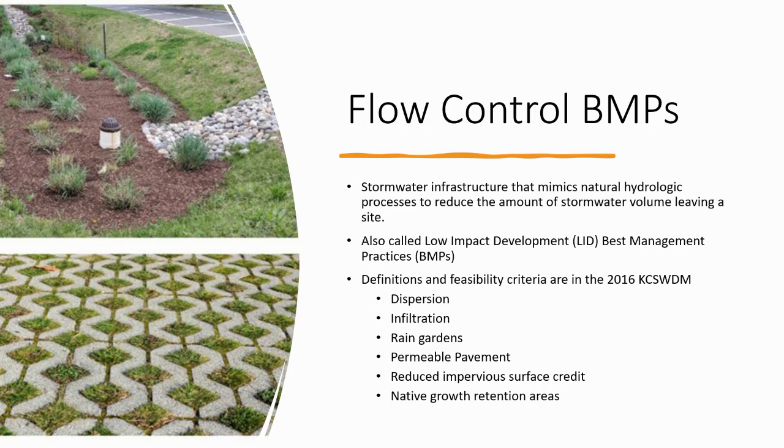Flow control BMPs reduce runoff volumes by reducing impervious surfaces and maximizing infiltration and use of stormwater on site. Some examples of flow control BMPs are listed here on the slide. Flow control BMPs are a new requirement to the 2016 Surface Water Design Manual. Depending on the project size and type, sites must direct a certain percentage of their stormwater to flow control BMPs, therefore reducing the amount of stormwater leaving the site as runoff.